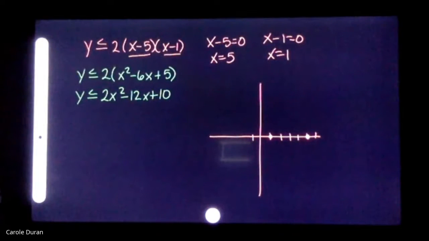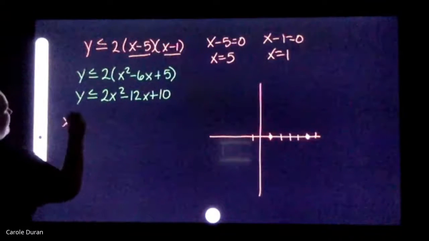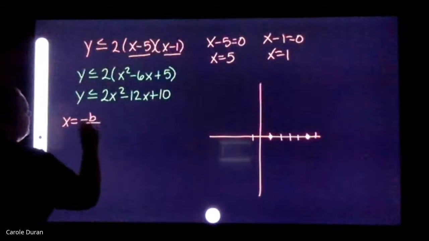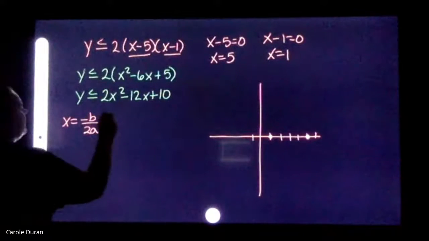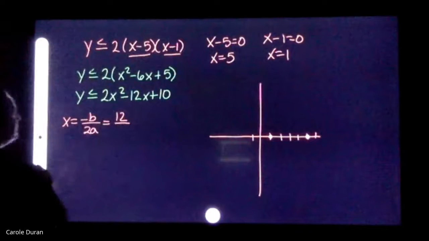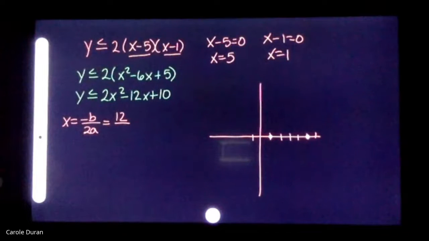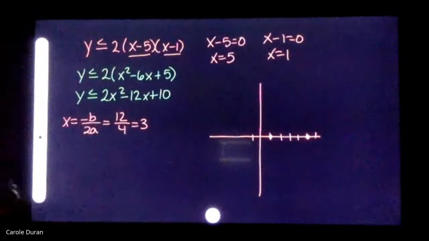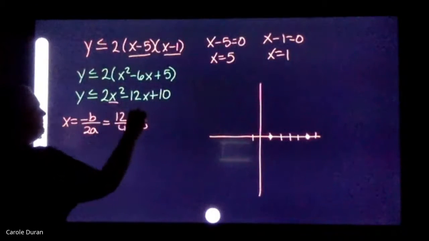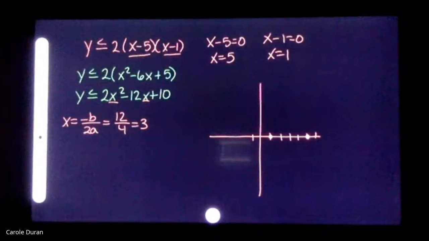So from here, I'm going to do my negative b over 2a to get the x coordinate of my vertex. My b term is negative 12. The negative of negative 12 is positive 12. My a value is 2. 2 times 2 is 4. So this simplifies to 3. So my line of symmetry and the x coordinate of my vertex is 3. Now I need to take this 3 and plug it back in for the x's in my equation.